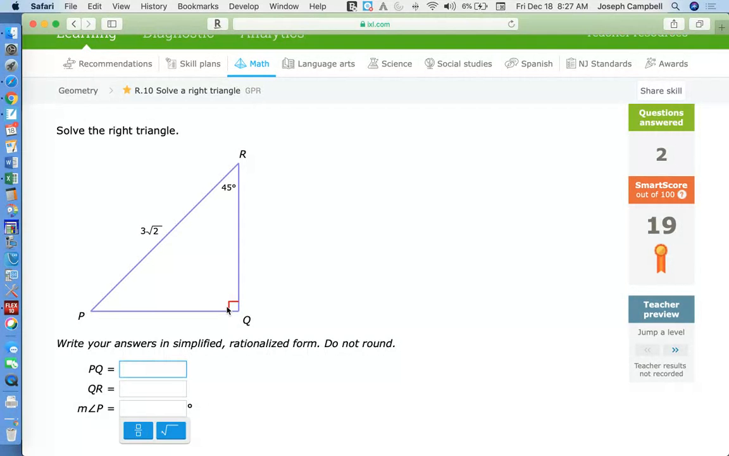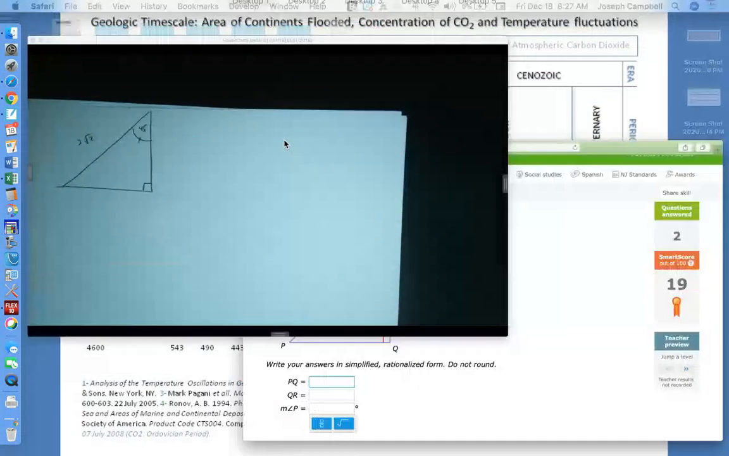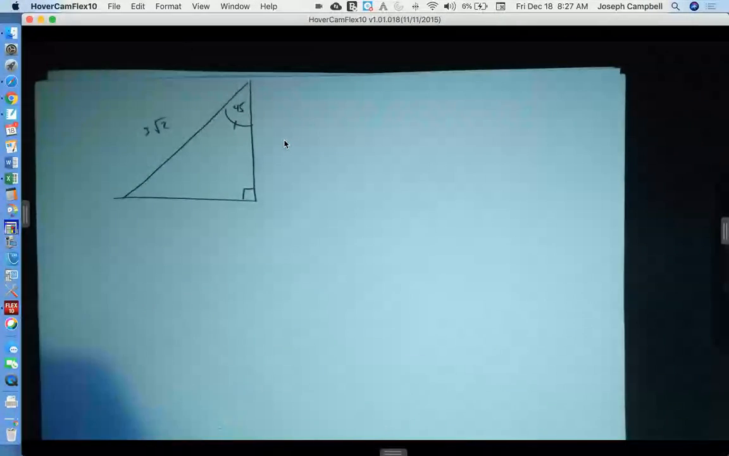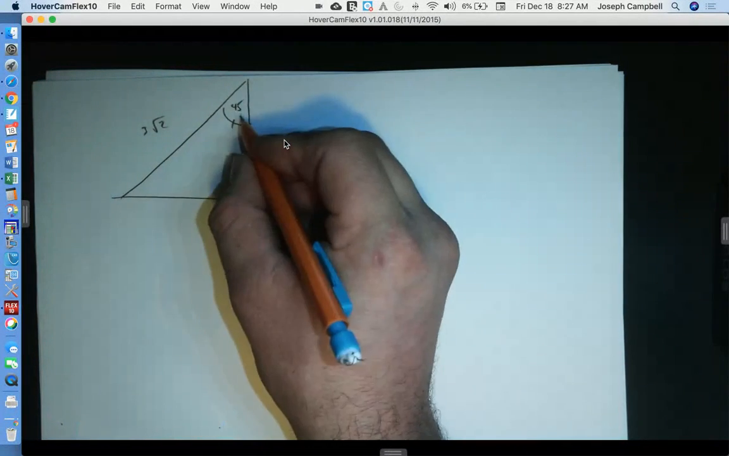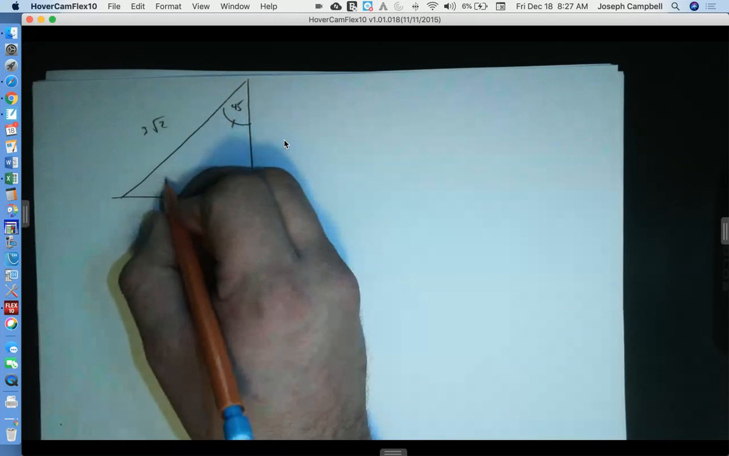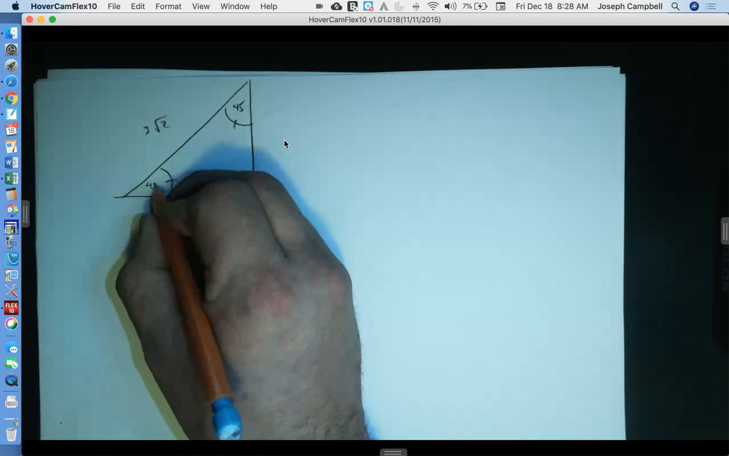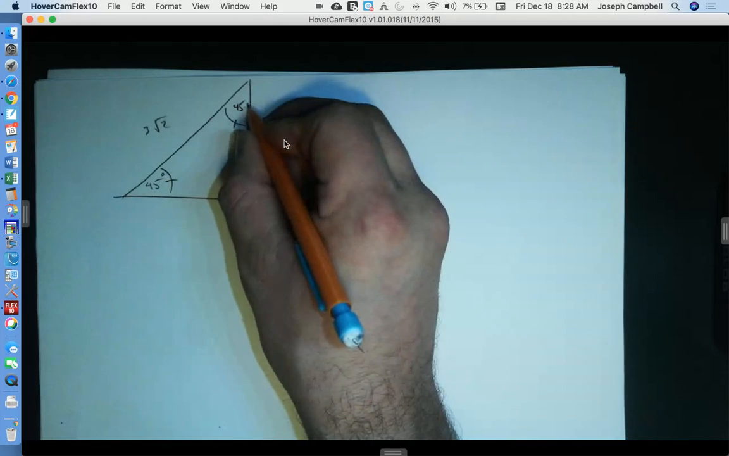All right. So 45, 45, 90. It's actually a pretty easy one because, again, you can use the triangle sum theorem and remember, or figure out, rather, that this must also be 45 degrees.